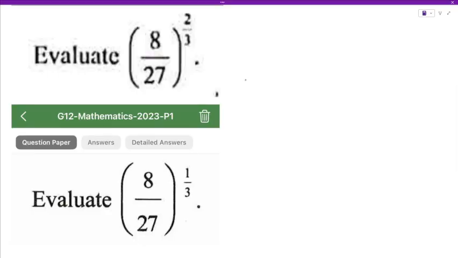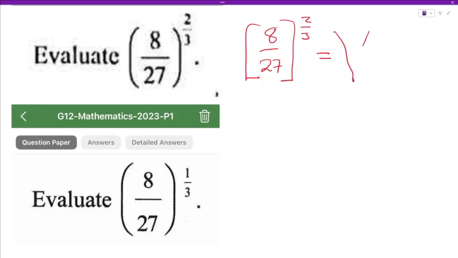Now here we have a fraction inside the bracket, and we also have a fraction as a power. Okay, so what we have is 8 over 27, like that, and then to the power 2 over a 3. So how do you apply that fractional law of indices? We said whenever you have a fraction, you need to what? Introduce a root.